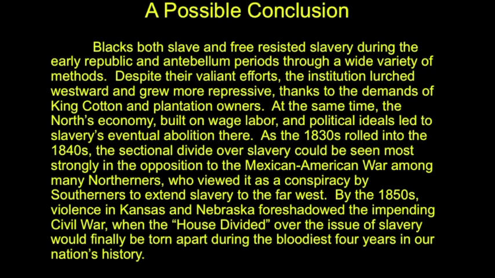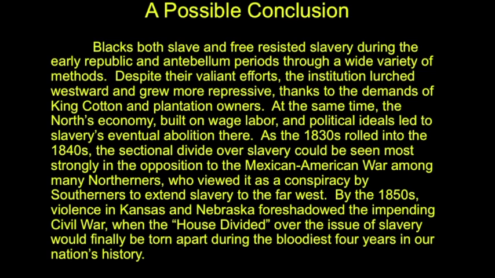My conclusion reads, Blacks, both slave and free, resisted slavery during the early Republican antebellum periods through a wide variety of methods. Despite their valiant efforts, the institution lurched westward and grew more repressive thanks to the demands of King Cotton and plantation owners. At the same time, the North's economy, built on wage labor, and its political ideals led to slavery's eventual abolition there.